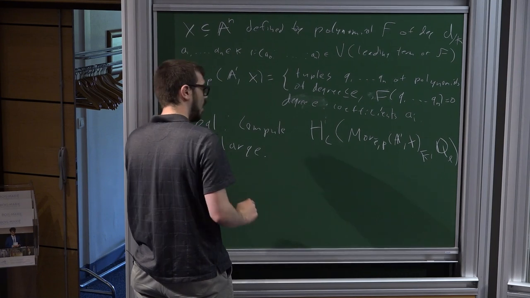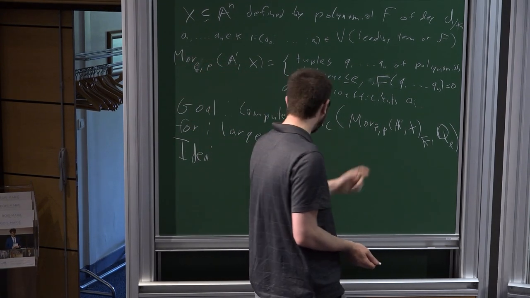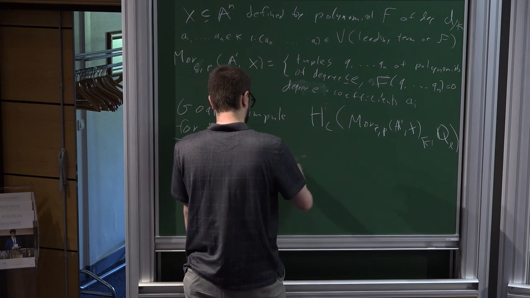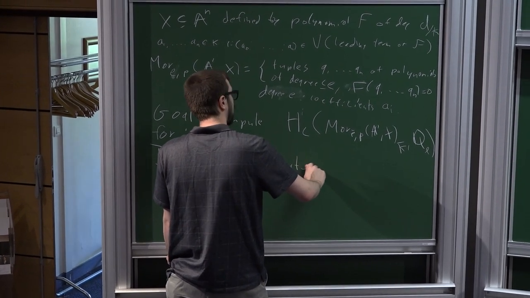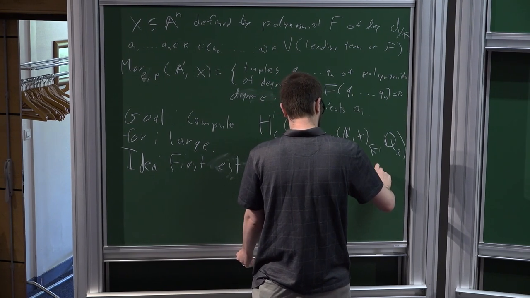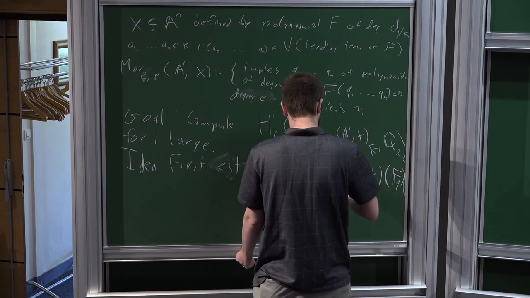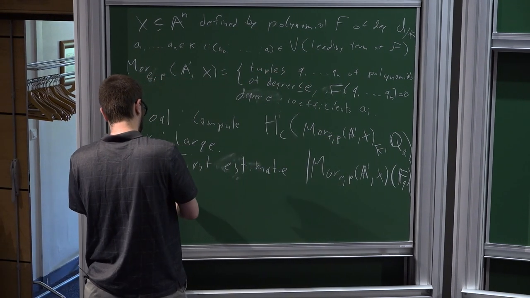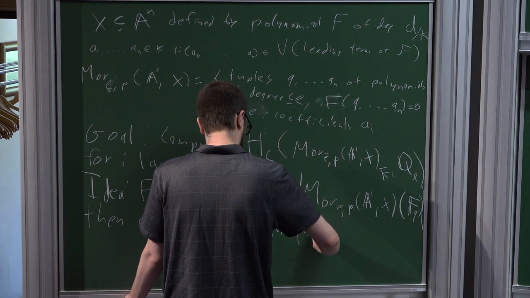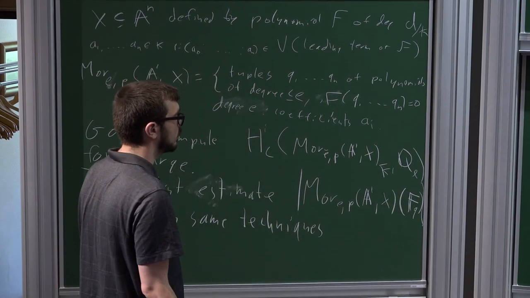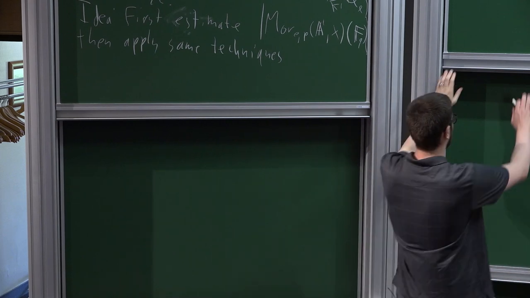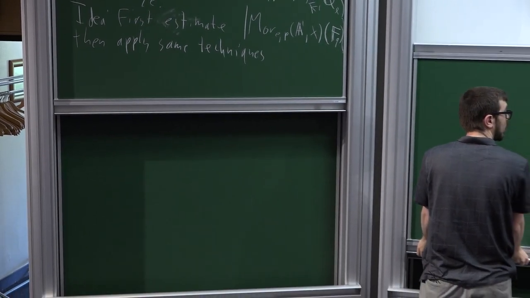And so the idea of the proof is rather than using the cohomology to count points, we're going to first figure out, or first estimate, the number of rational points, the number of F_q points, and then apply the same techniques. Let me go over here first. I want to write a long line.